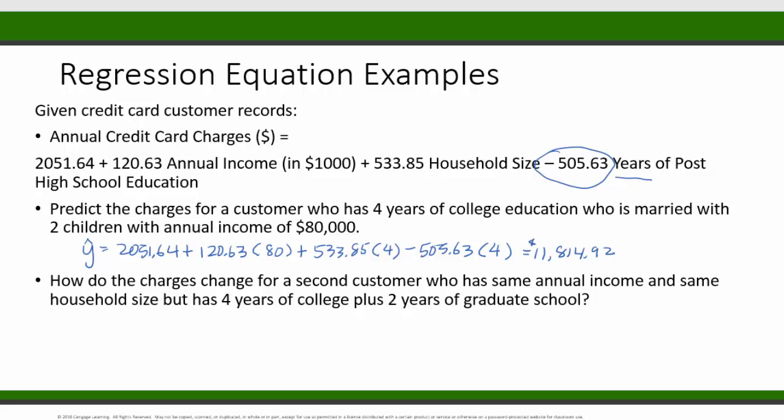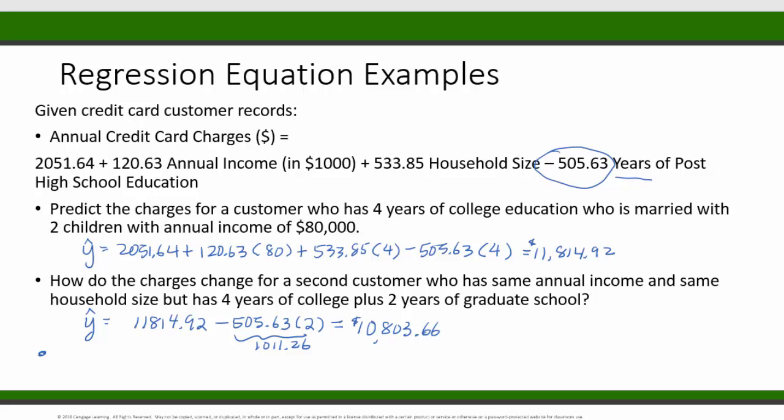Let's write that down. So now the new predicted Y is the old value minus 505.63 times 2, or 1011.26, and that gives us 10803.66. Of course, this works only if the other x variables are fixed.